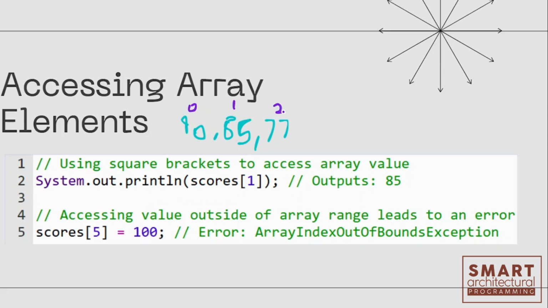Now, based on this, how do we access these individual values in the array? That is what we're going to discuss here, and it's very simple. We use the square bracket notation to access an array value. So we have system.out.println, which is how we're going to print the value on the terminal. That's unrelated to the accessing part, so you don't need to pay attention to this right now.